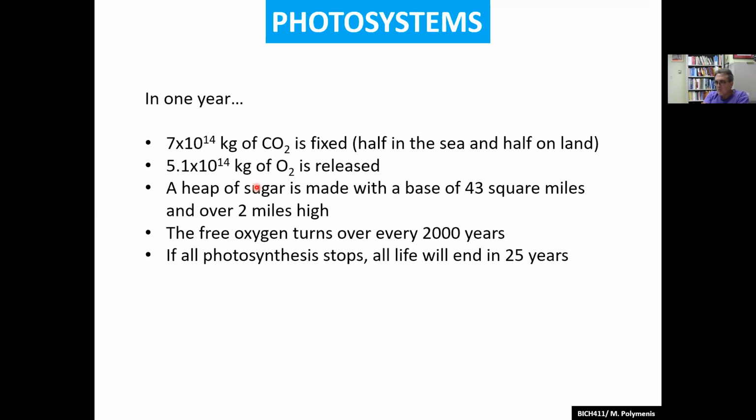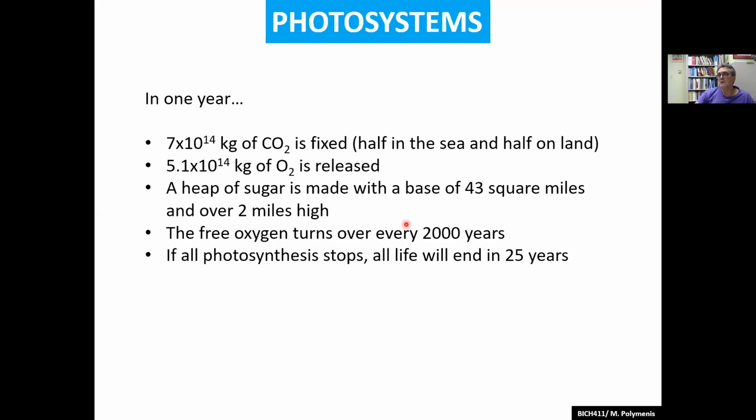It's a giant heap of sugar, and the base of that heap is 43 square miles. Just for reference, from College Station to Houston, it's about 90 miles, so halfway there. Imagine a base that's 43 square miles, so 43 by 43, and the heap is as high as 2 miles. So it's a giant mountain, essentially, of sugar that is made every year.